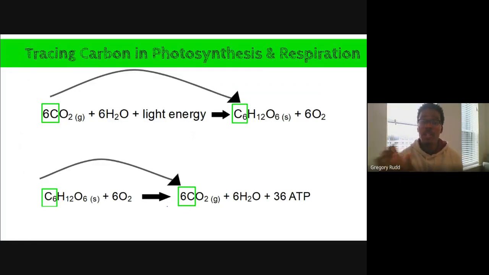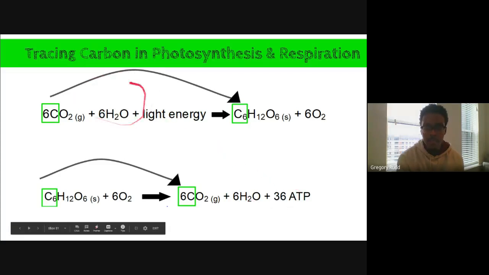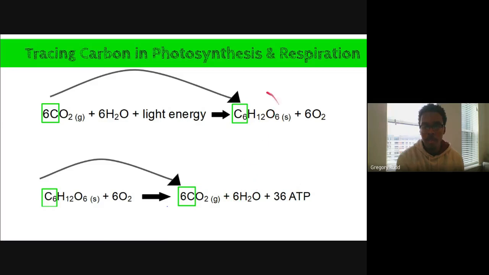Again, photosynthesis and respiration are mirrors or opposites of each other. So we can see that photosynthesis, which is at the top, has reactants that are the products of respiration, and the products of photosynthesis are the reactants of respiration. But we can see how carbon moves through both reactions.